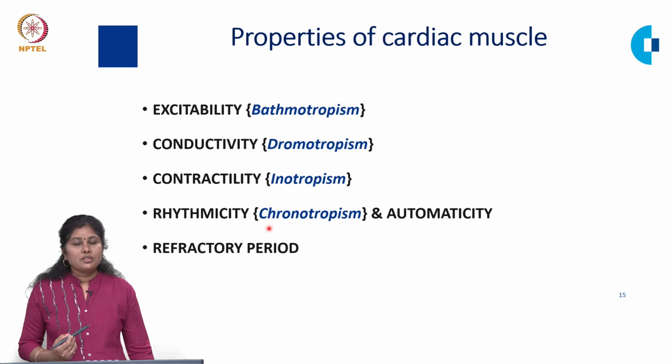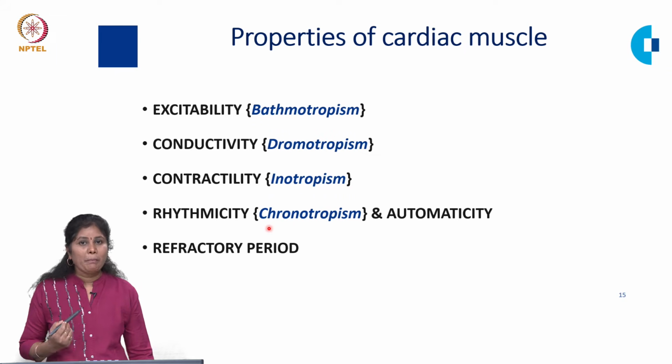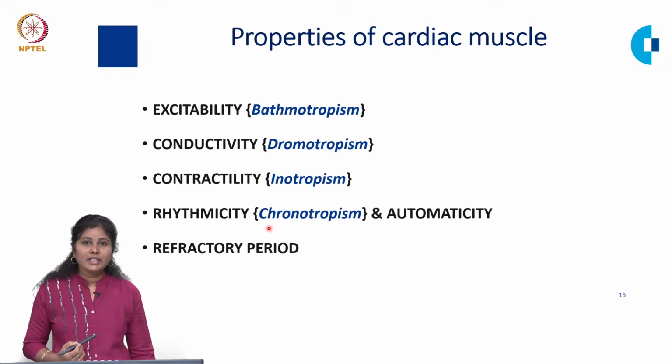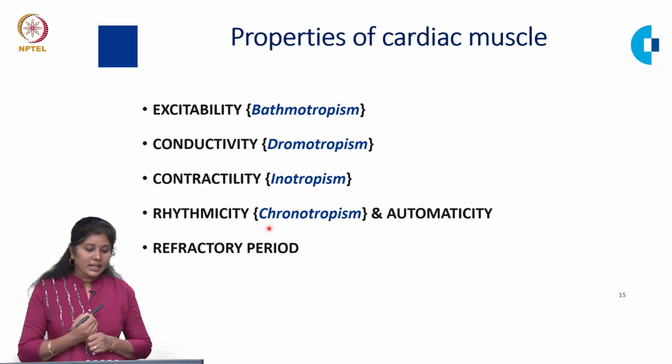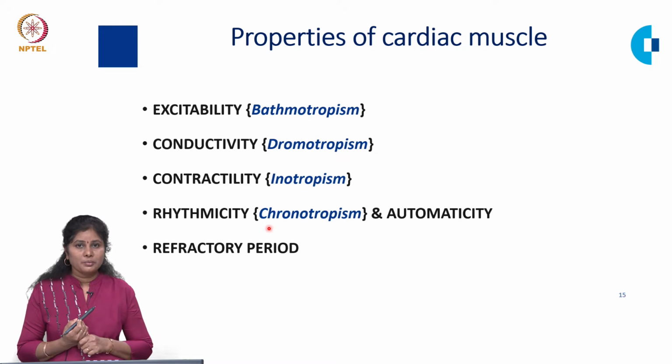Coming to the properties of the cardiac muscle, they are excitability or bathmotropism, conductivity or dromotropism, contractility or inotropism, and rhythmicity or chronotropism.